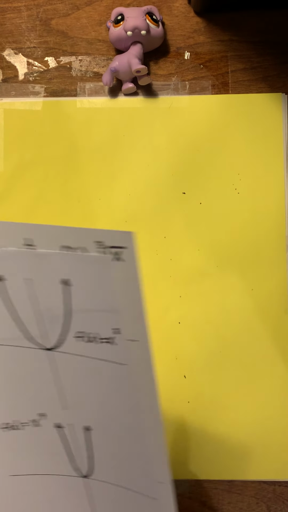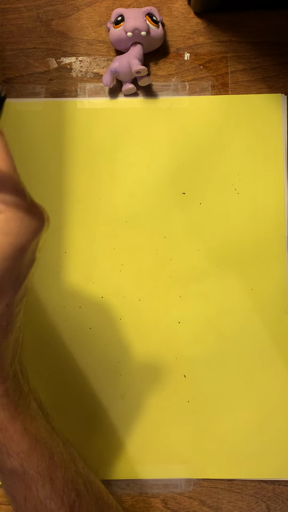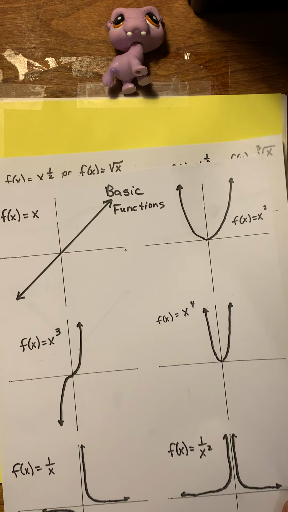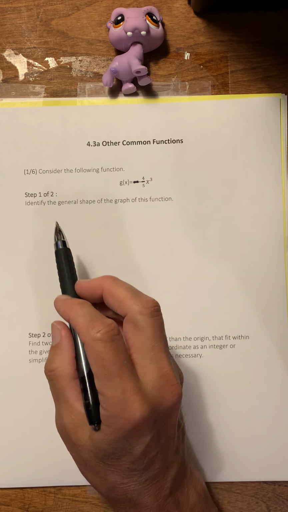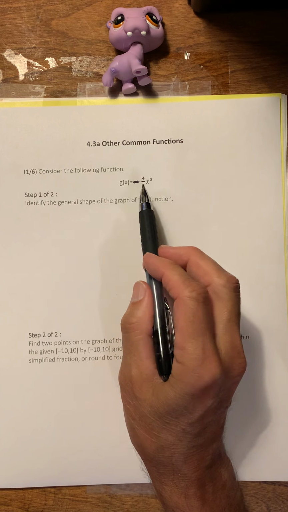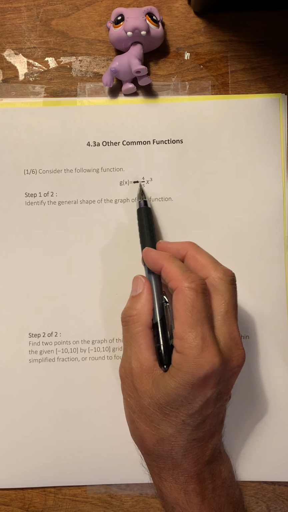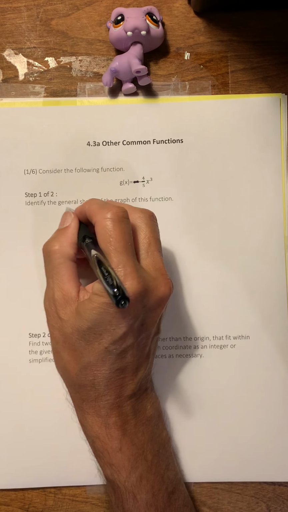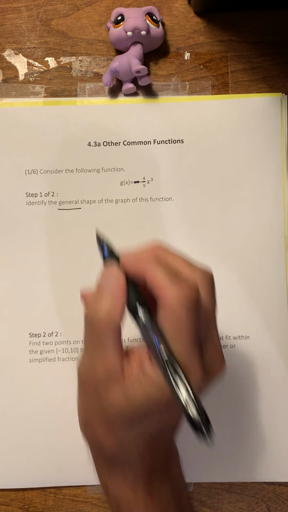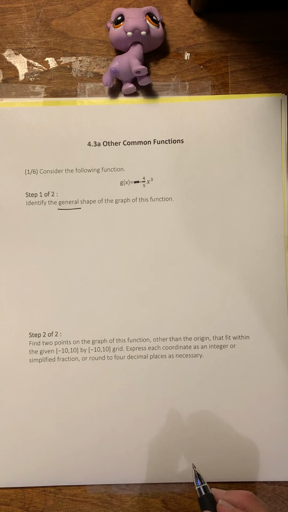All right, with that in mind, let's look at a couple of problems. Now, I'm going to keep this handy because I'm going to be referring to it. All right, consider the following function. G of x equal, right away, look here, negative 4/5 x to the third. All right, notice what it asks for. The general shape of the graph.